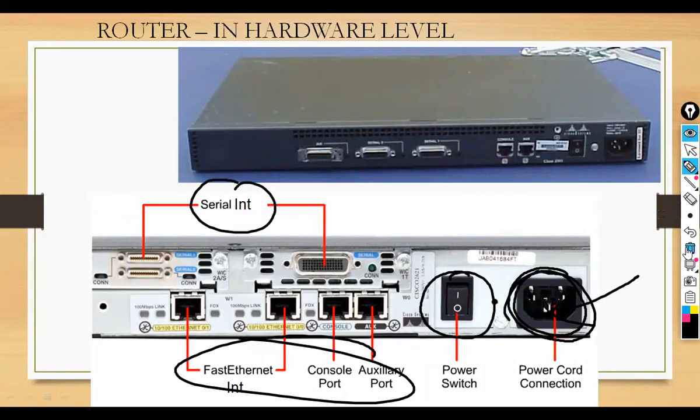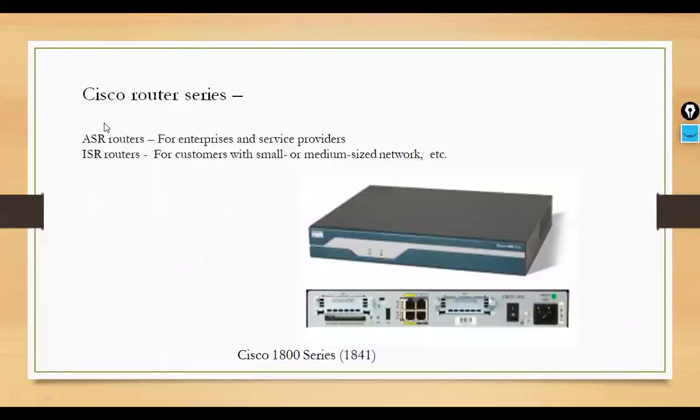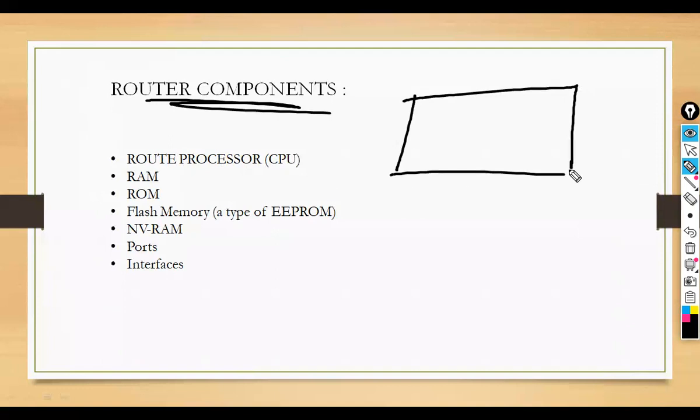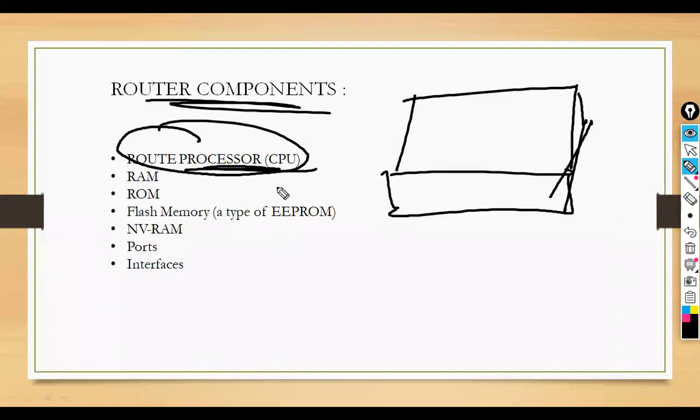Now, coming to the hardware components of the router. Inside this box, you will have a motherboard. In that motherboard, you will have the CPU or the route processor, which is responsible for all the functions in the router. You know how important the CPU is in a computer. Similarly, you have a CPU in the router as well.